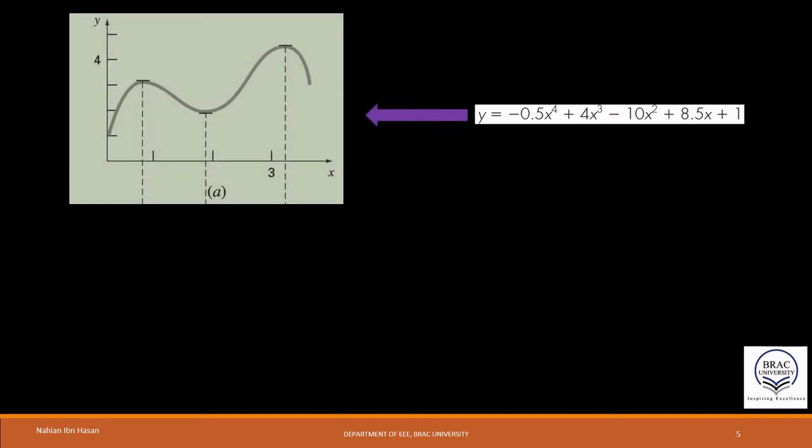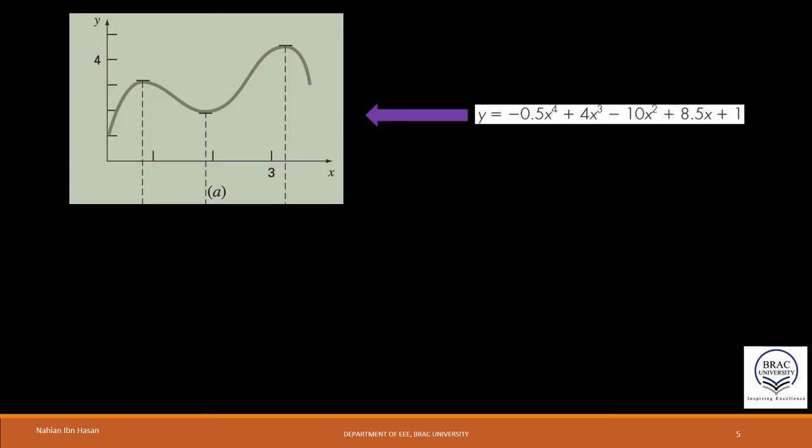Now let's graphically see what differentiation with respect to a single variable, that means an ordinary differential equation, actually means. Let's say we have this function y, which is minus 0.5 x to the power 4 plus 4x cube, something like that. That means it's a fourth order polynomial. If we just plot this curve, it will look like this. So this is the plot of this function y.